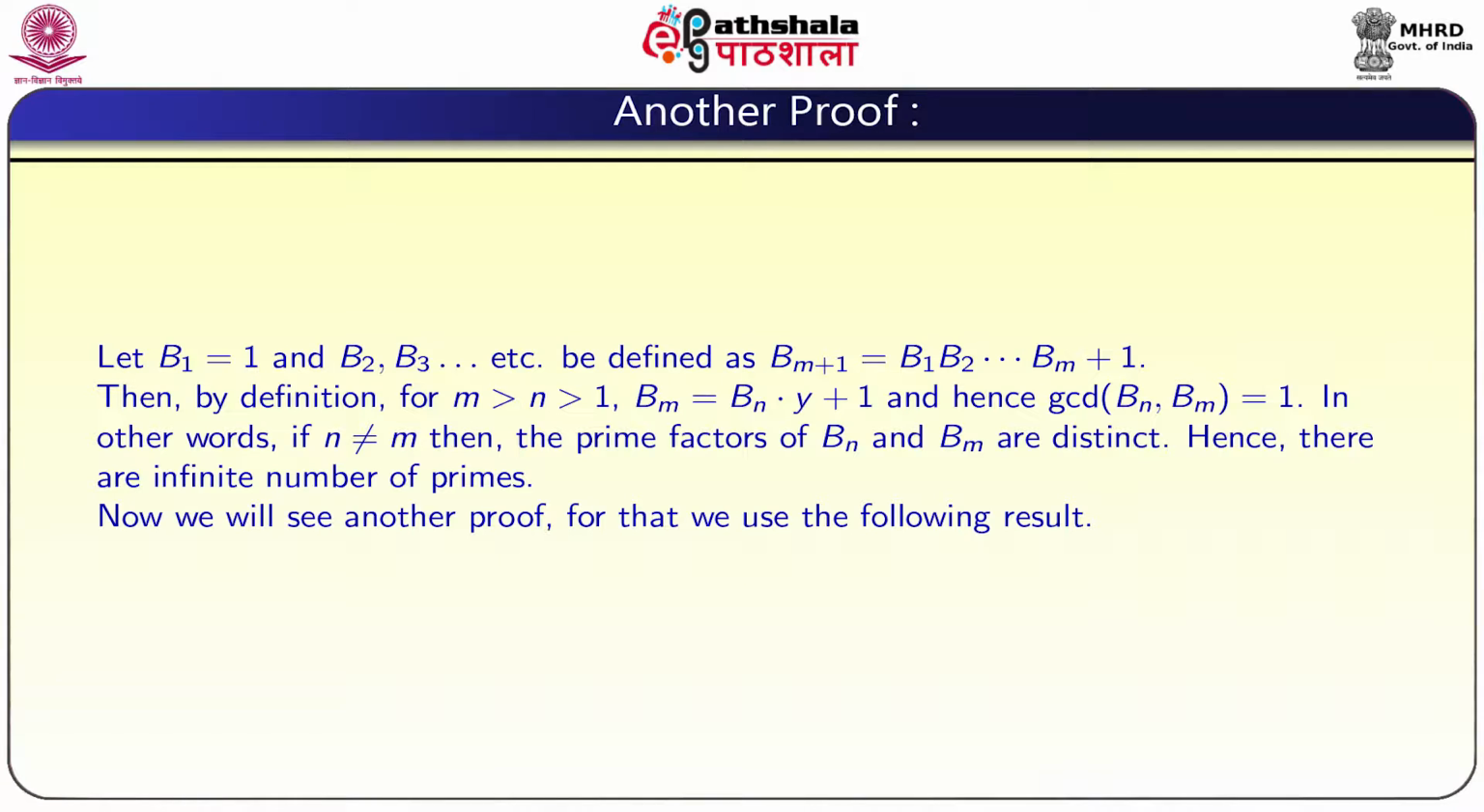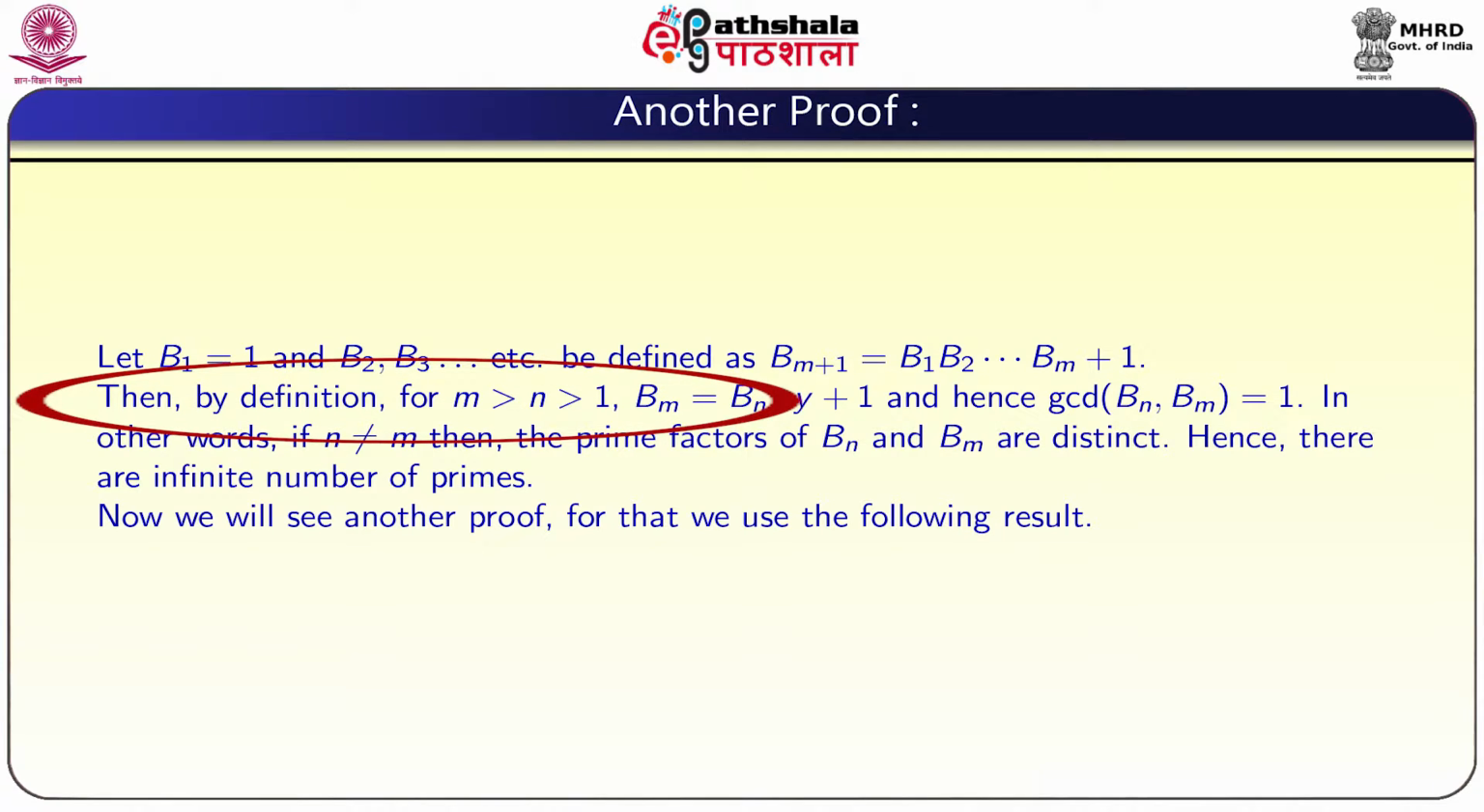Now, we look for another proof. Of course, this imitates Euclid's proof. In this case, we will assume that B1 is equal to 1 and B2, B3 and so on are defined by a recurrence relation, that is B(m+1) is equal to B1 into B2 and so on up to Bm, plus 1. It is the same way as we defined capital P in Euclid's proof.